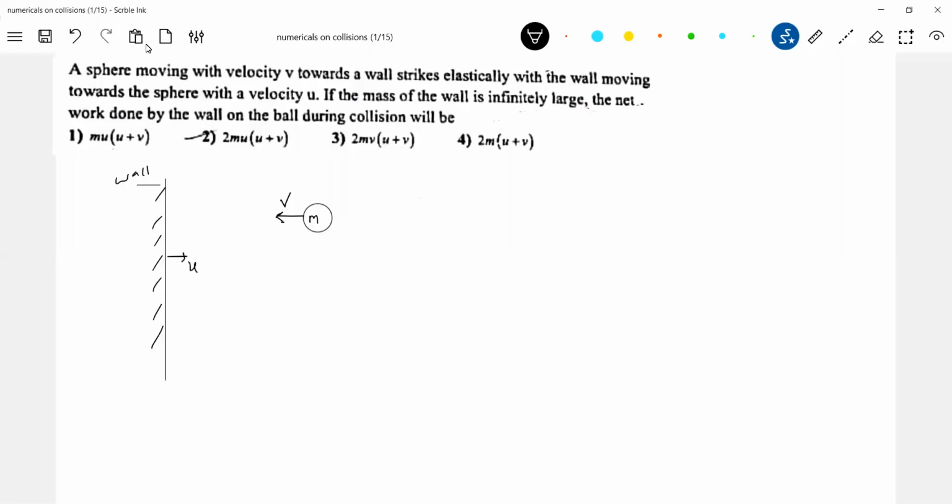If the mass of the ball is m, what is the net work done by the wall on the ball during collision? We know what will happen after collision. The ball will rebound, say with velocity v1. What will happen to the velocity of the wall? Actually, I think we have discussed this. It will remain the same as it is. So let's calculate the speed of this ball.